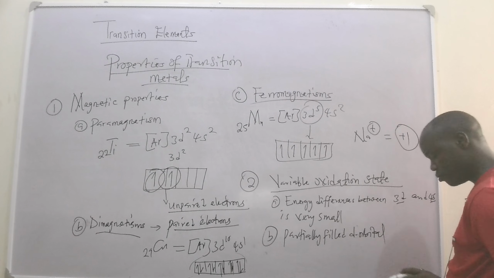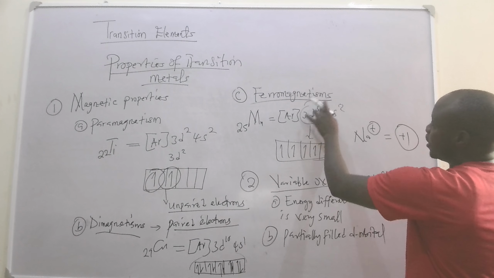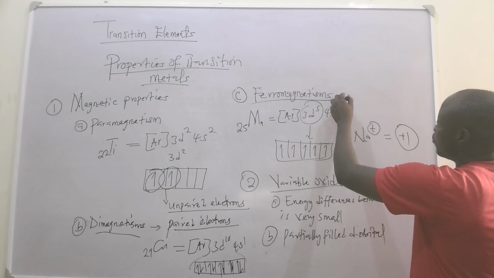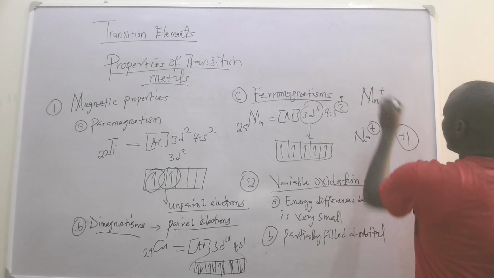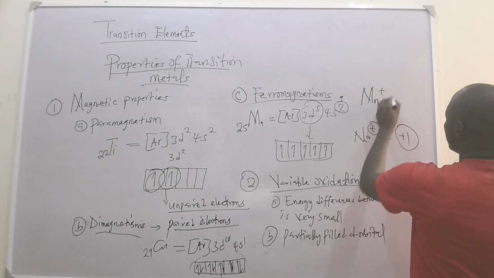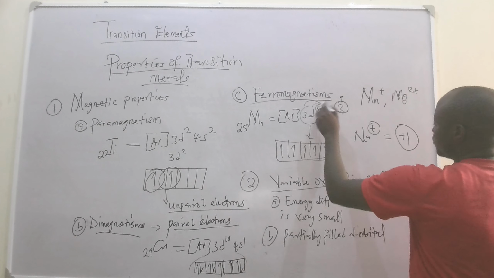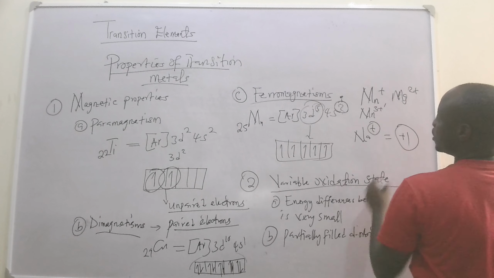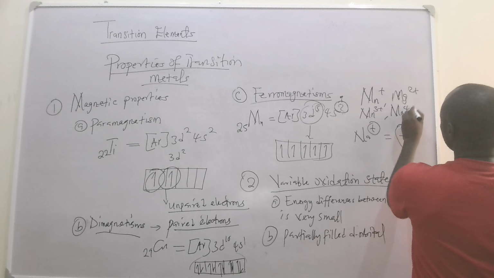So it's simple, ladies and gentlemen. When we are talking about variable oxidation state, take manganese, for example. You see the electron configuration of manganese, 3d5 4s2. So manganese can lose one electron from here, and when you lose one electron, you are left with one. So it can be manganese 1+. When 2 electrons are completely lost from the 4s, it's going to be manganese 2+. When 2 electrons from here and 1 electron from here are lost, it means that 3 electrons are lost, so we have manganese 3+. And when 2 electrons are lost from here and 2 from here, we have manganese 4+.